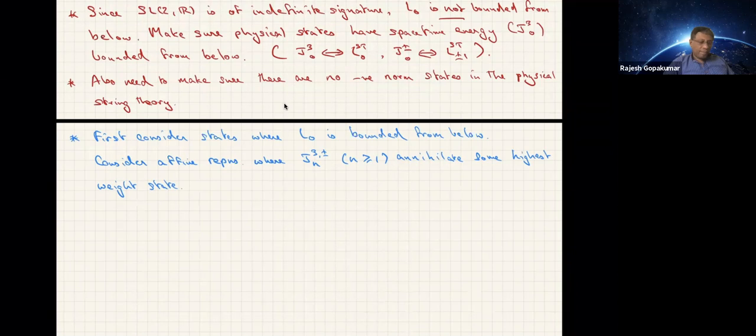And then, once you have these annihilating some highest weight state, then only the J3 plus minus with the negative modes, n greater than or equal to 1, will create descendants.